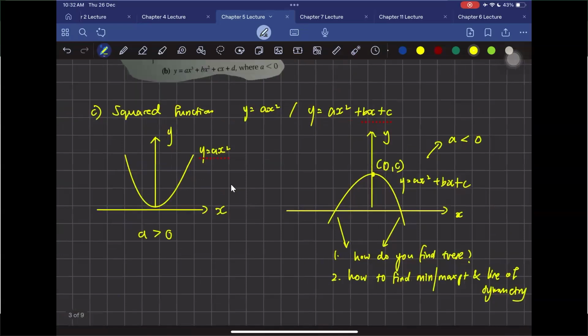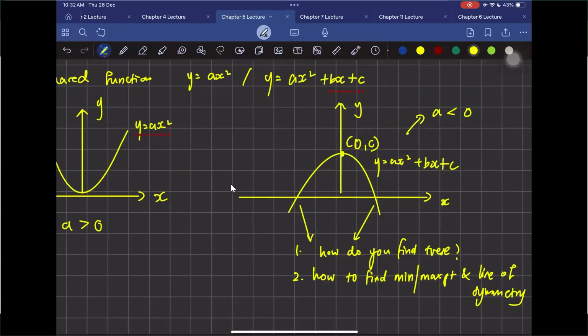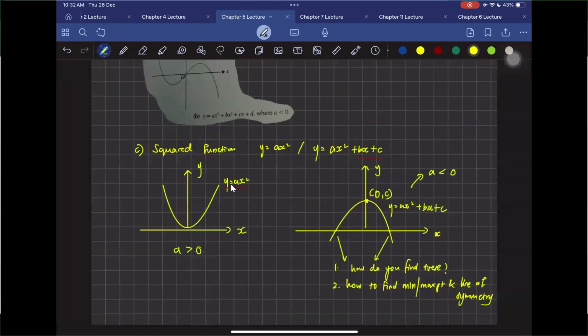So for this kind of curve, you need to know how to find the two x-intercepts. How you're going to do that is by equating your y to be equal to 0. And how are you going to find the minimum or maximum point? Alright, so this is just a quick recap from your previous lecture.